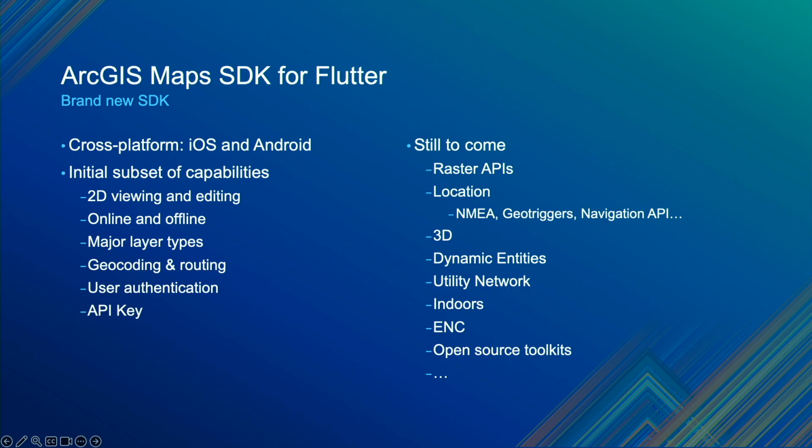For example, in our next release coming in a few weeks, we'll be introducing full raster support and rounding out our location support. Right now we have a blue dot. We're going to provide off-device blue dot support like NMEA devices. We'll introduce full support for geotriggers as well. We'll have that navigation API up and running.